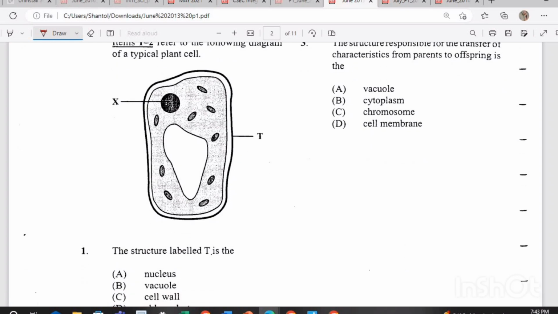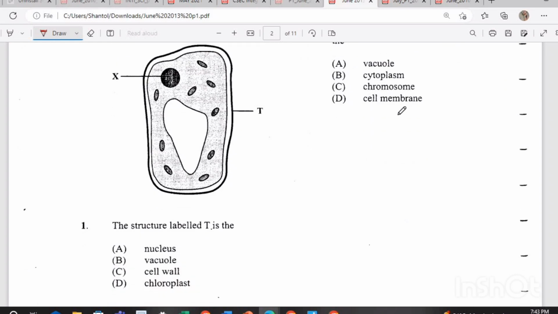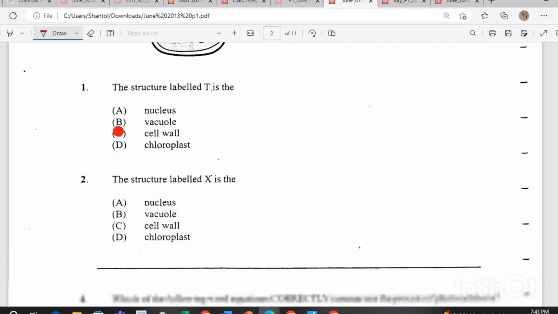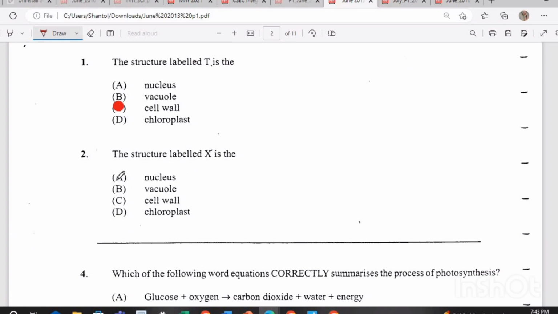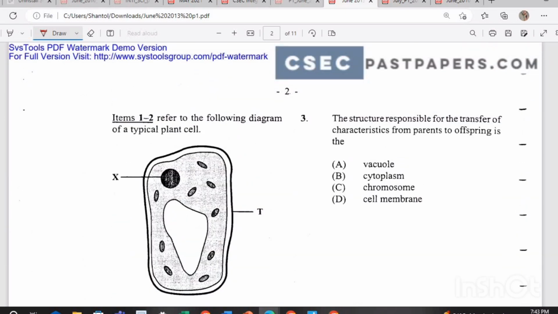The structure labeled T is the, if you said cell wall, you are correct. Question 2. The structure labeled X is the, if you said nucleus, you are correct. Question 3. The structure responsible for the transfer of characteristics from parents to offspring is the C, chromosome.